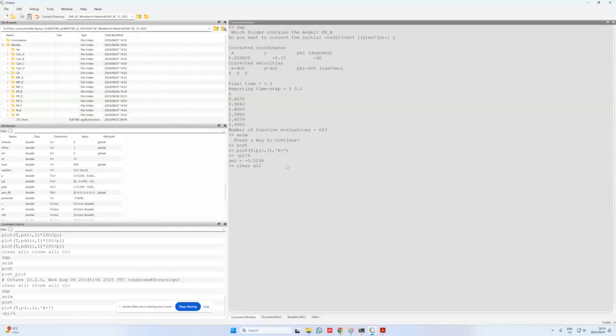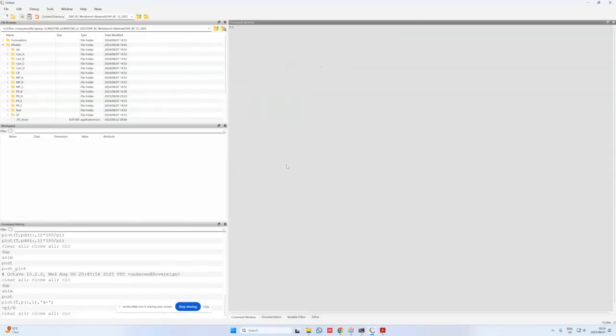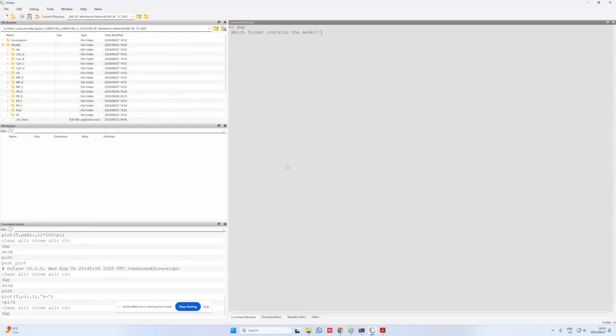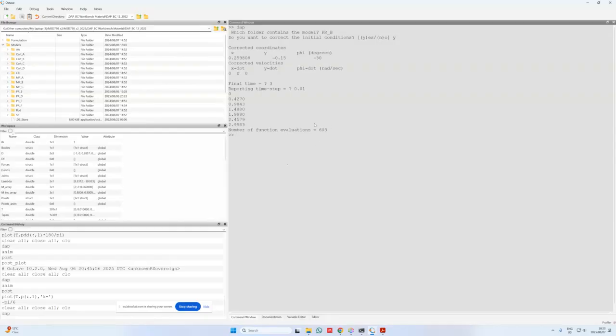So I'm just going to say again, clear all. If I hit the up arrow on my keyboard, it will populate with the last command that started off with clear all. So clear all, close all, clc. I hit enter, and now I can run through the DAP again. So which folder contains the model PR_B. I want to correct the initial conditions, yes. I still want to use a final time of 3 seconds, but now I'm going to use a reporting time step of 0.01 seconds. It's going to run again for the same number of function evaluations, which is fine.